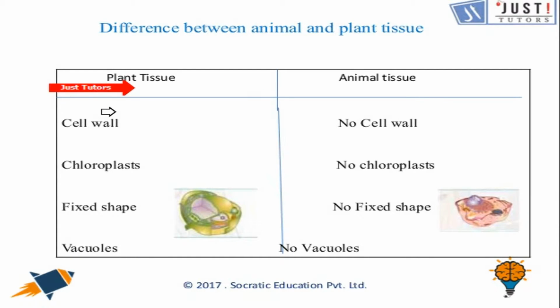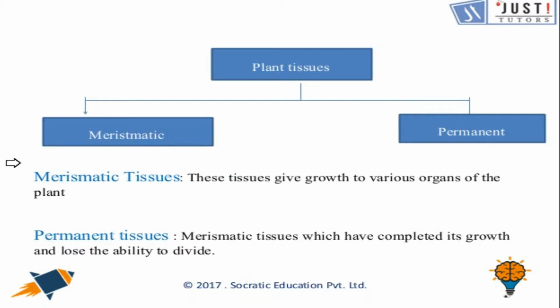We can say that a plant tissue has cell wall, chloroplast, fixed shape and vacuoles, whereas if we talk about the animal tissue, it doesn't have any of these. Let's move forward and talk about plant tissue in detail. Plant tissues are of two types on the basis of their dividing capacity. The first one is meristematic and the second one is permanent.